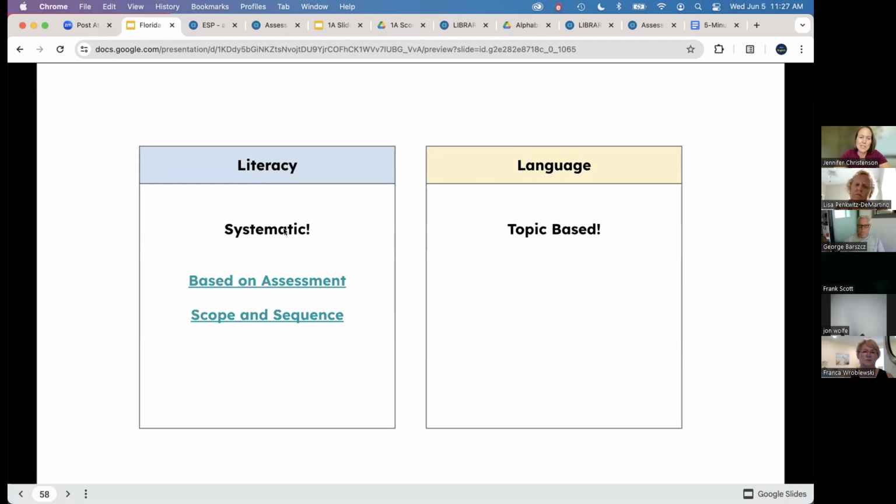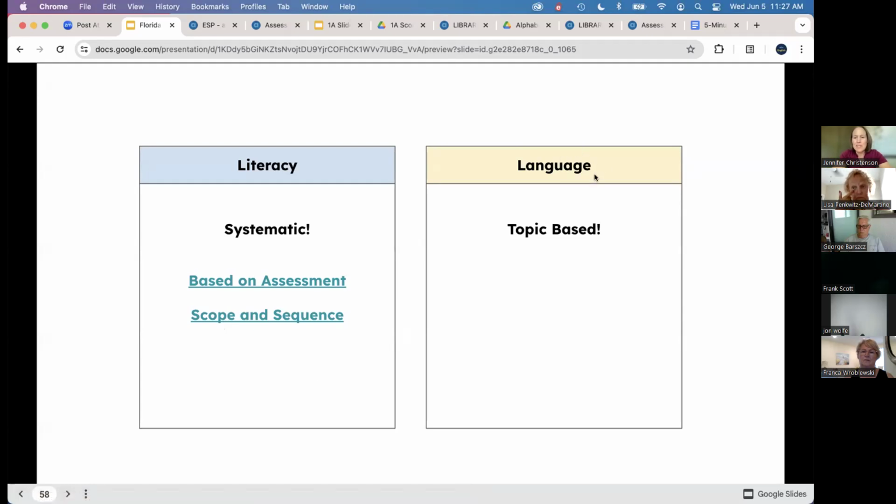So with a literacy lesson, you want it to be systematic, meaning that it's based on assessment. So for example, you use that ABLE test to get a sense of what a student already knows or doesn't yet know about letters and letter sounds and phonics patterns and reading. And then based on that assessment, that's how you choose the lessons. So there's a scope and sequence which starts at the simplest and goes step by step through all of the things students need to learn, and you use the assessment to decide where to start.